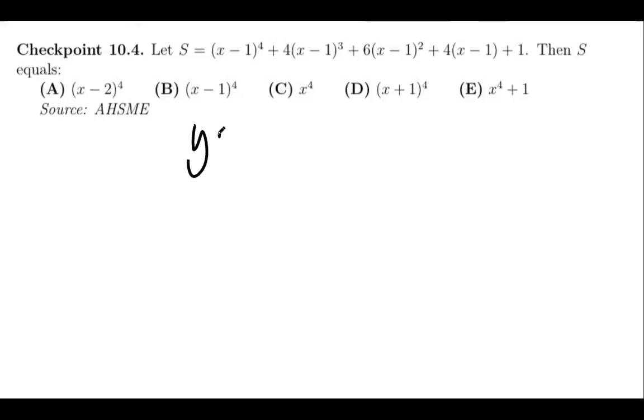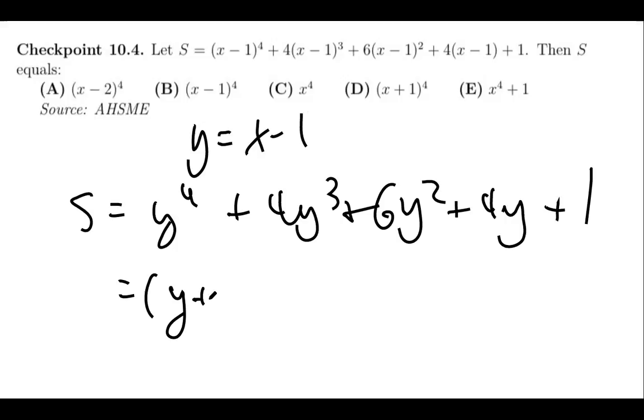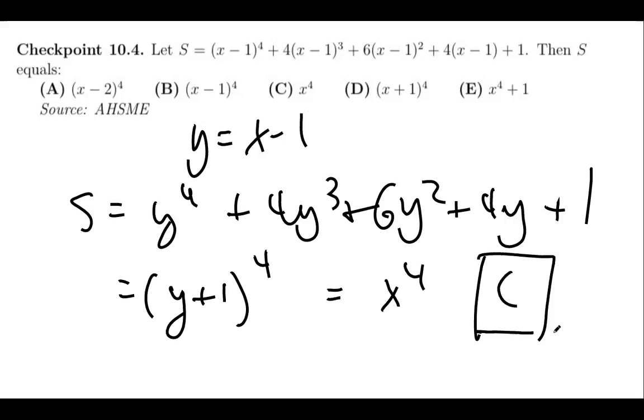So if you do y equals x minus 1, then the sum s is y to the fourth plus all this. Okay, and then notice that this is actually y plus 1 to the fourth. And if we plug x minus 1 back in, this is just x to the fourth, or C as an answer. So any questions about what we've covered so far?